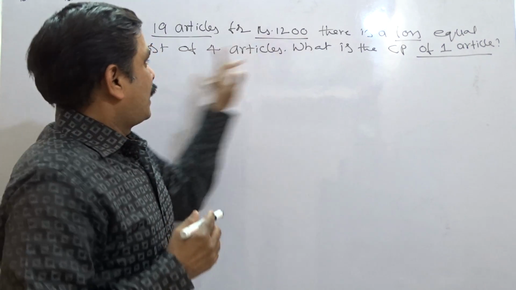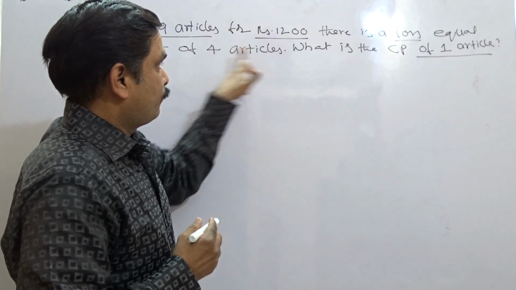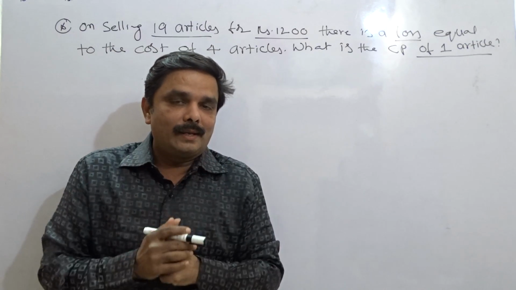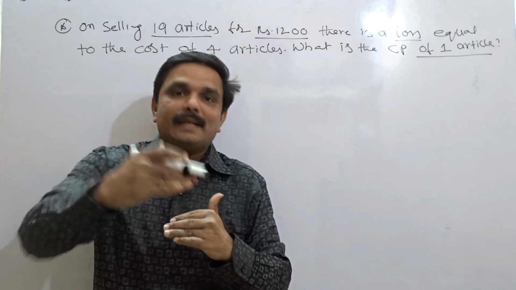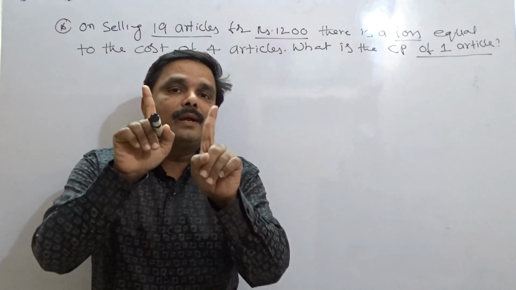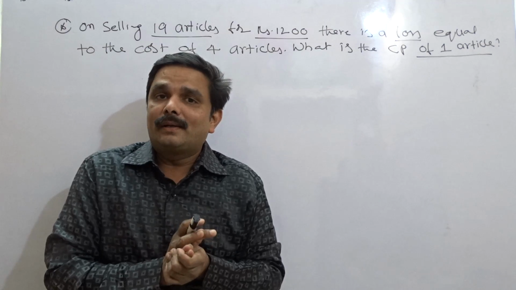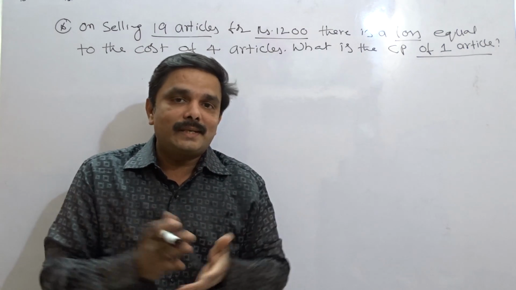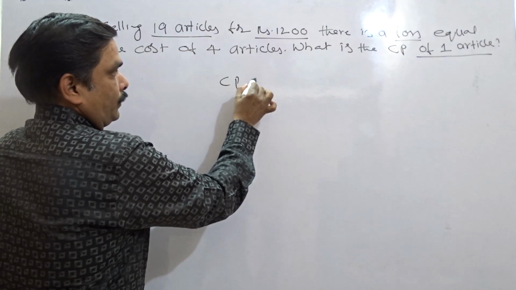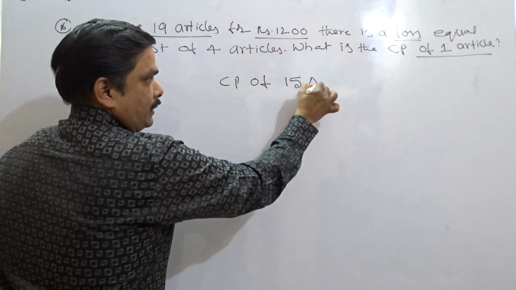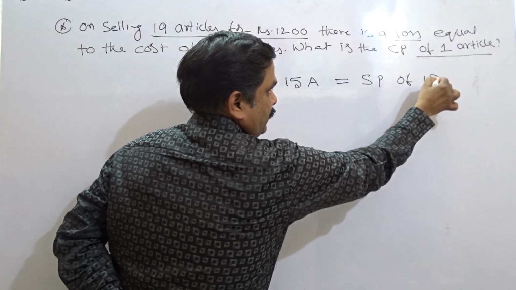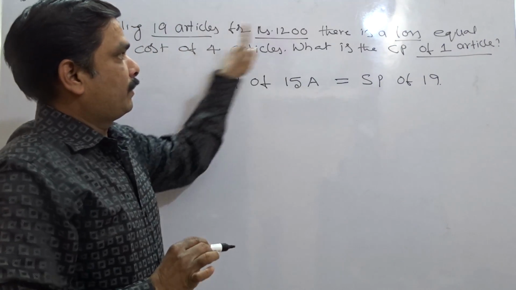Because when he is losing the cost of 4 articles, the very meaning of that is, by selling 19 articles, he is recovering the cost of 19 minus 4, only 15 articles. The cost of only 15 articles is recovered by selling 19 articles. Obviously there is a loss, right? So directly I can conclude that cost price of 15 articles should be equal to selling price of 19 articles. This is the conclusion I can make.